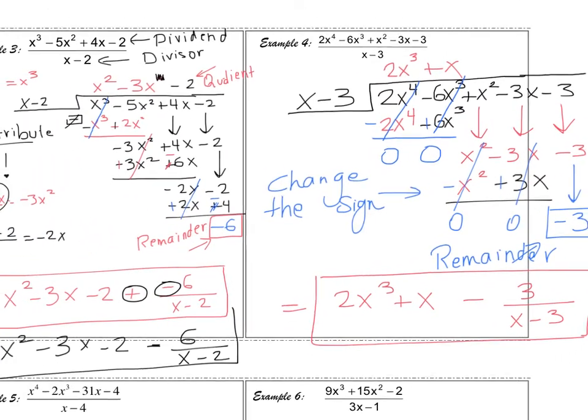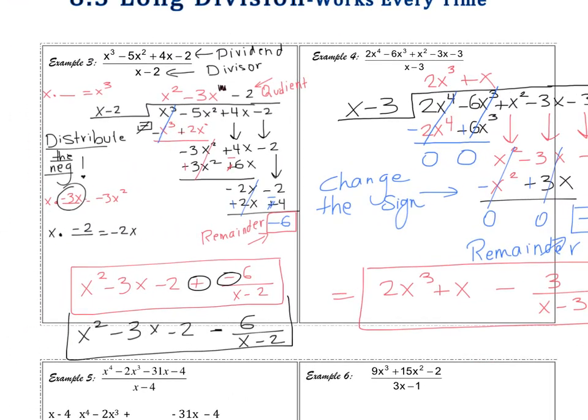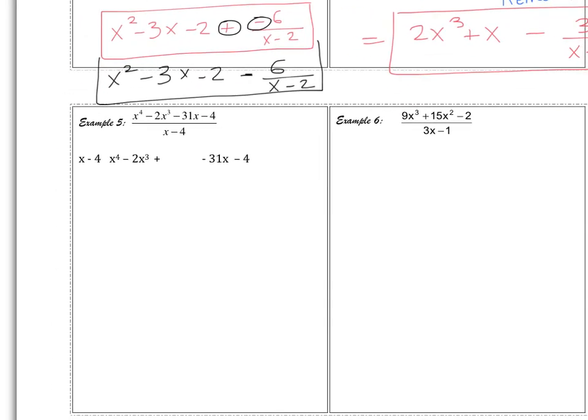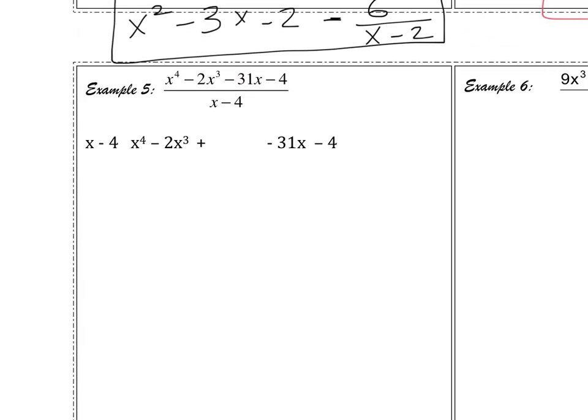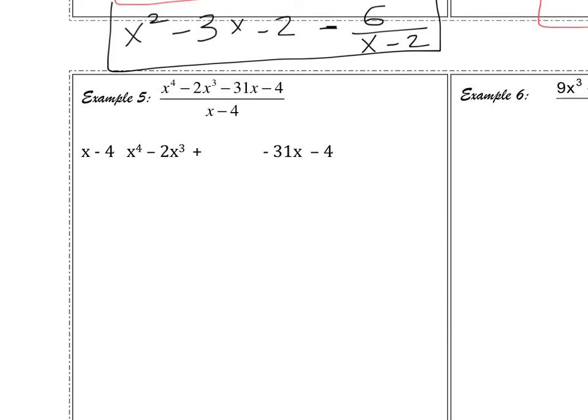So we just did examples 3 and 4. Let's move on to examples 5 and 6. In example 5, I think this didn't copy all the way, so I'm going to cancel this one out, and I'm going to rewrite it. It didn't copy all the way, like your sheet.